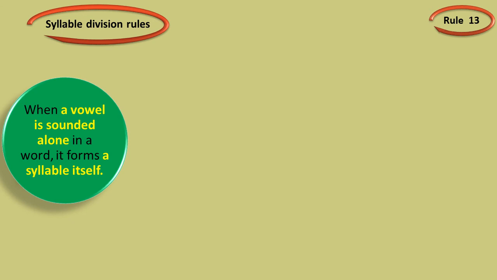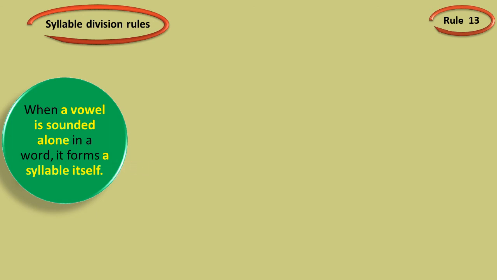Rule 13. When a vowel is sounded alone in a word, it forms a syllable itself. Do you understand the rule? Let me repeat. When a vowel is sounded alone in a word, it forms a syllable itself. Let us try to understand this rule with the help of an example. But on this occasion, let me remind you of one thing, that is syllable structure. Do you remember the syllable structures? At that time, we learned that even one vowel is considered a syllable. That means that vowel is sounded alone. Then only it is considered a syllable.